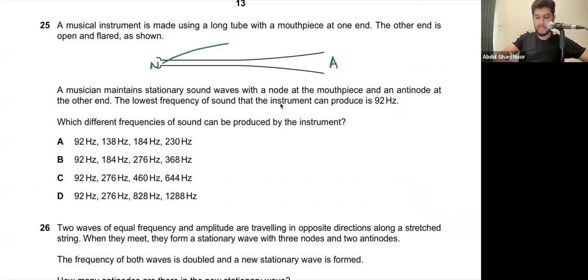Lowest frequency का मतलब है कि maximum wavelength आपके पास fundamental जो बनेगी, which is something like this. Obviously this is an enlarged view, लेकिन यहाँ पर node आ रहा है, यहाँ पर antinode आ गया. And this is quarter of a wavelength. Which different frequencies of sound can be produced by the instrument? हमें पता है 92 तो हो सकता है, और कौन-कौन सी frequencies हो सकती है? My question to you is, how many of you remember the equation? When you have node at one end and antinode at the other end, what is the equation to find out the first overtone, the second overtone, the frequencies?